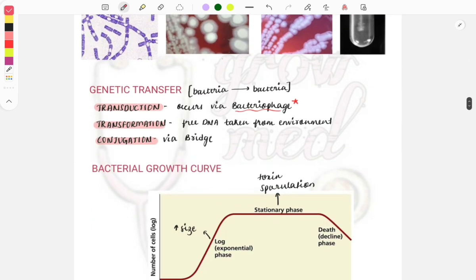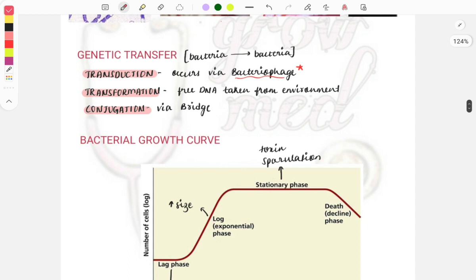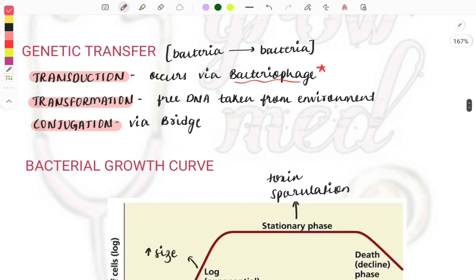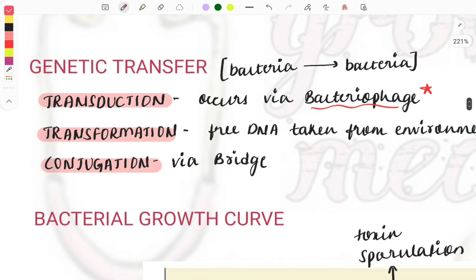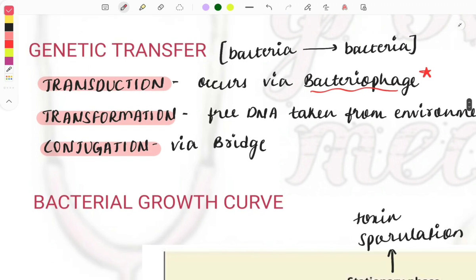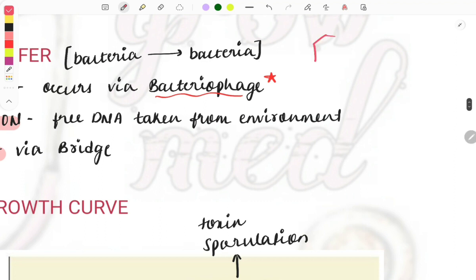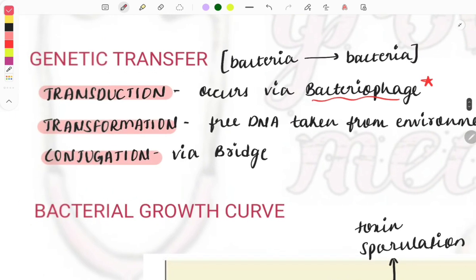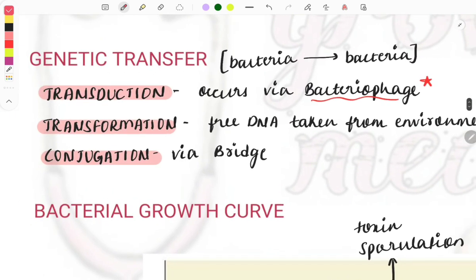Then moving on to some basic things from general micro, that is genetic transfer. Transfer of genetic material from one bacterium to another occurs via three methods. First one is transduction, which occurs via bacteriophage, asked multiple times. We all know the bacteriophage looks like this and it contains genetic material. This is a famous question, asked as a one liner. Image based questions have also been asked, so you need to remember this one.